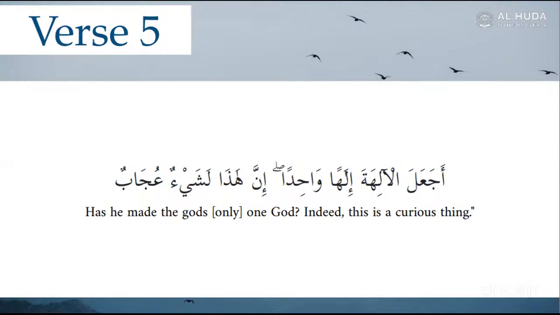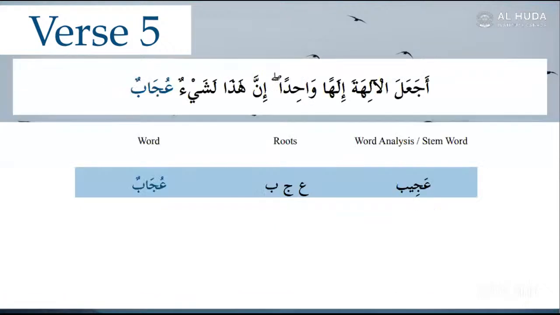This is something strange. Again, ujab from the root letters? Ain Jim Ba. Ujab is actually more profound than ajib. The term ajib is used for something that's found to be what? Strange or different. Ajib, wondrous. But ujab kind of means weird, strange, so unique. So in other words, through this statement, inna hadha la shay'un ujab, they're saying this is so strange, this idea of believing there's only one God, not multiple gods. There is nothing stranger than this claim of oneness of God.